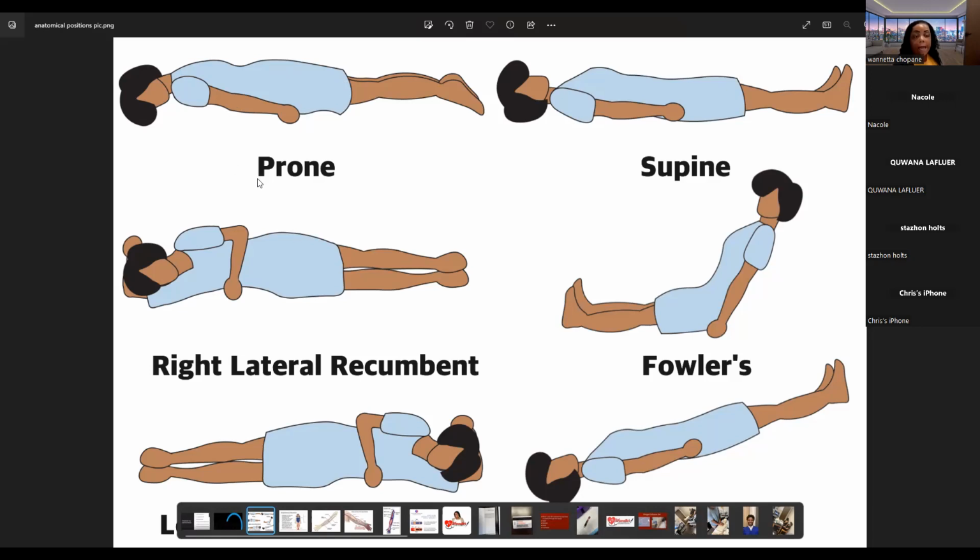That's considered lying in a prone position. P-R-O-N-E. Prone. You won't see prone, but you do need to know what prone is, because when you look at the picture next to it, she's now laying face up, looking at the ceiling. That's called supine. S-U-P-I-N-E.